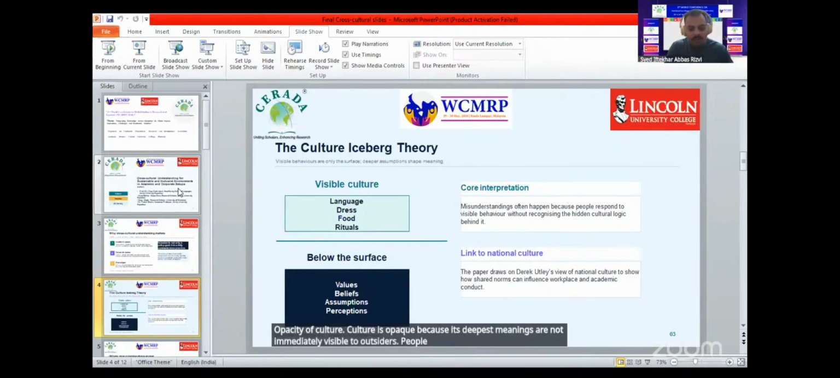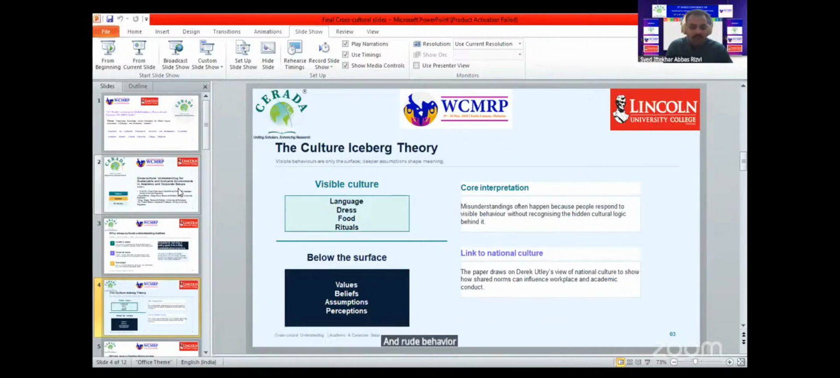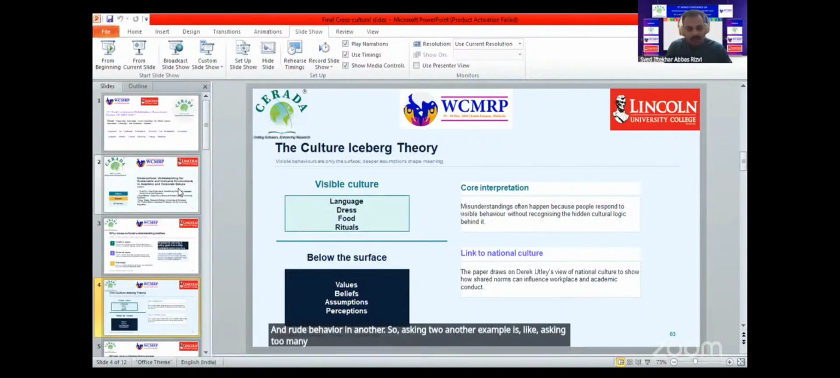People may observe behavior but misunderstand its meaning. For example, avoiding eye contact may be interpreted in one culture as dishonesty or lack of confidence, while in another country it may indicate respect for someone. Speaking too loudly may be considered energetic participation in one context, and rude behavior in another. Another example is asking too many questions in a class, which may be seen as intellectual curiosity in one academic culture, and as challenging authority in another.